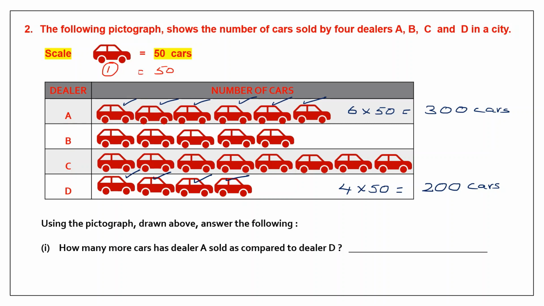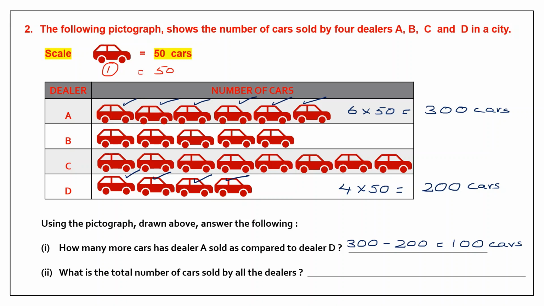Now the question is, how many more cars has dealer A sold? Now dealer A sold more than D, isn't it? You can see. How many more is the question. So how do we find that? By subtracting 300 minus 200. So the answer is 100. So dealer A sold 100 cars more than dealer D.